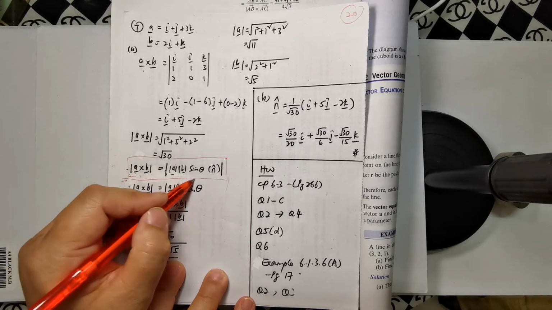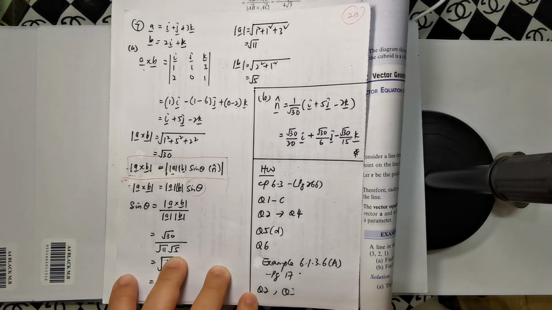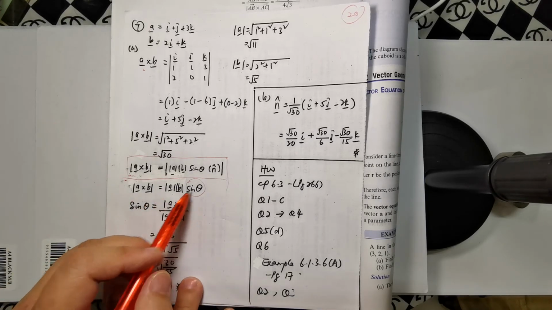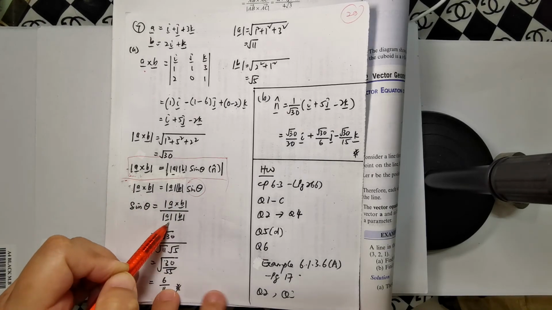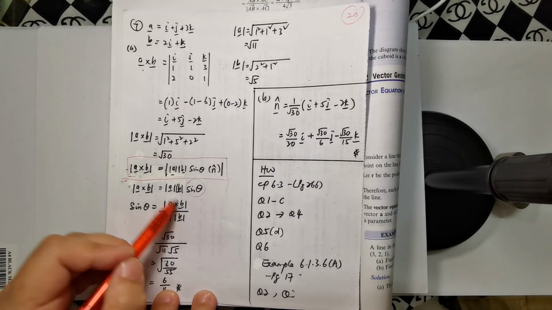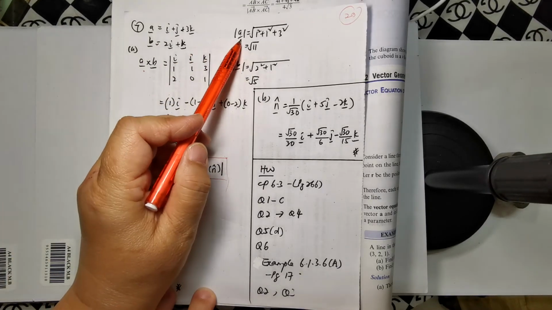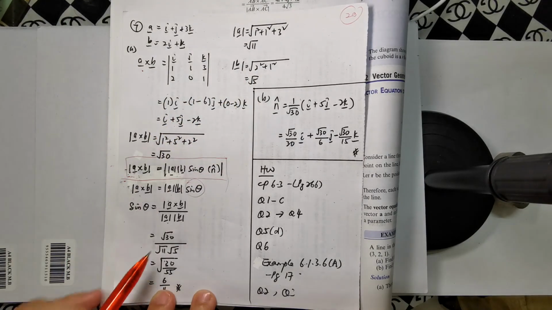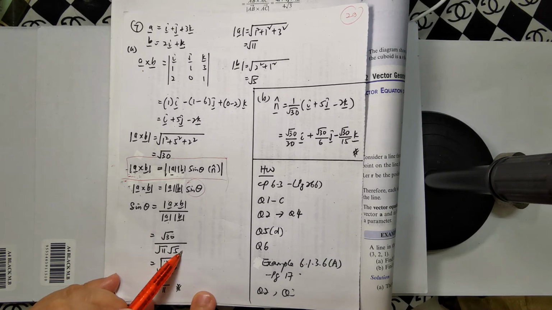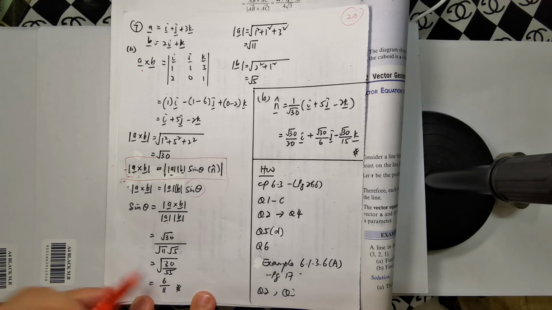So the question wants us to find sine theta, or the value of sine. So no need to find the angle, but they want the sine of the angle. Rearrange. Sine theta will be modulus A cross B, and these two shift to this side to become modulus A, modulus B. Modulus A cross B we calculated just now, square root 30. Here we calculate the modulus for A, square root 11, and the modulus for B, square root 5. So substitute all these three values. Simplified, sine theta equals 6 over 11.